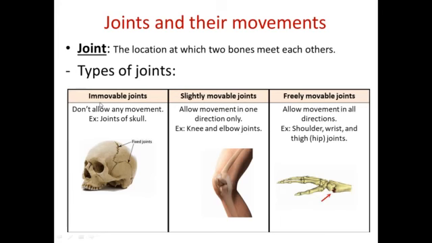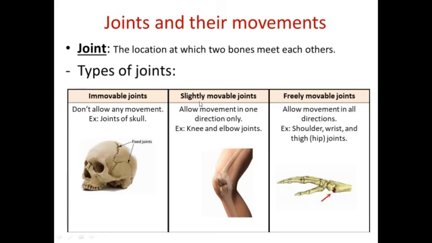But what are the types of joints? There are three types of joints. The first one is immovable joints. They are fixed or immovable. They don't allow any movement, like the joints which are present in the parts of the skull.